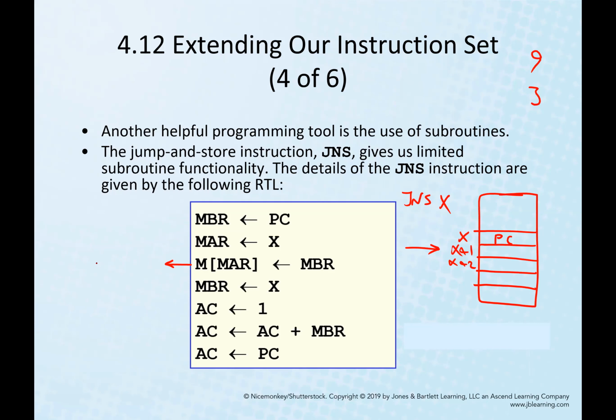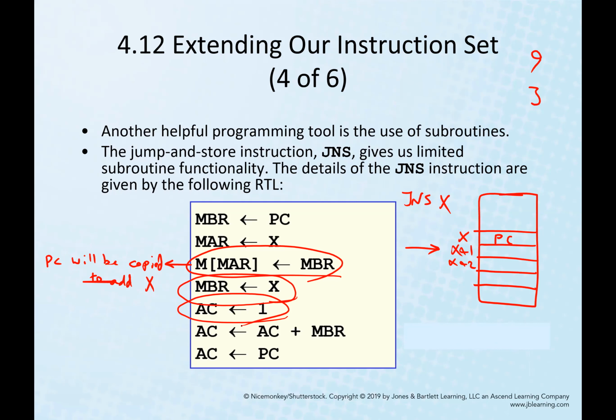What does it mean? It means that the PC will be copied to address X. So MBR to M[MAR] means that PC will be copied to address X. Then address X will be moved to MBR. 1 will be moved to accumulator, and MBR will be added with accumulator. So it means that MBR will be added by 1.